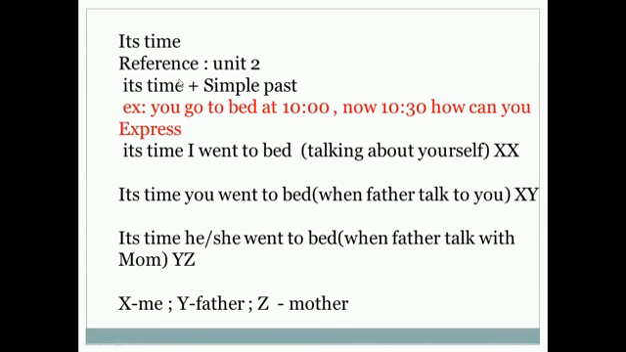Each time is nothing but each time plus simple past. So for example, if you go to bed at 10 o'clock, now it is 10:30, how can you expect? So each time I went to bed. So you are talking about yourself. And each time you went to bed, this sentence will come when your father or your mother talks about you. And each time he or she went to bed, so when the father talks about another person, it is not including you. Okay.